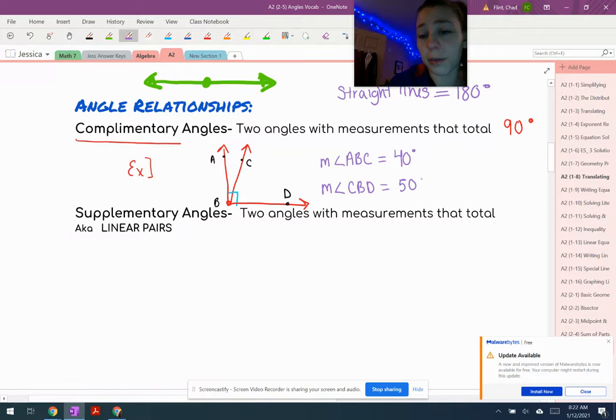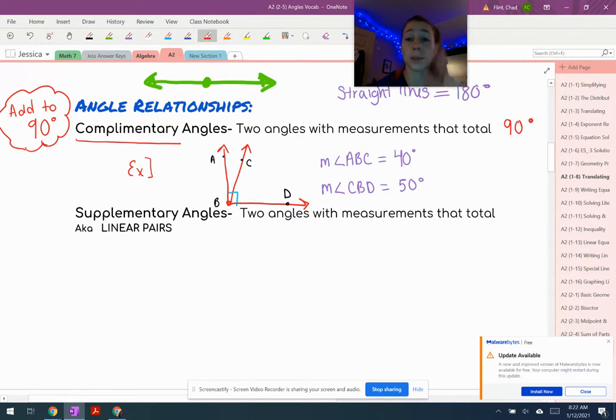There we go. It would have to be 50 degrees in order to add to 90, because that's what complementary means. Complementary means 90 degrees. They add to 90 degrees. That's what you want to keep in your head, that's what you want to think of when you hear the word complementary. So those two angles, angle ABC and angle CBD, are complementary because 40 plus 50 gives me 90.